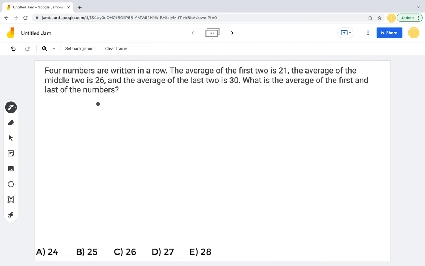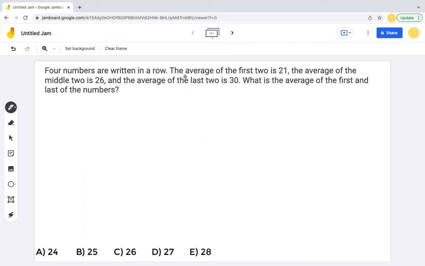So the problem reads, four numbers are written in a row. The average of the first two is 21, the average of the middle two is 26, and the average of the last two is 30. What is the average of the first and last of the numbers?